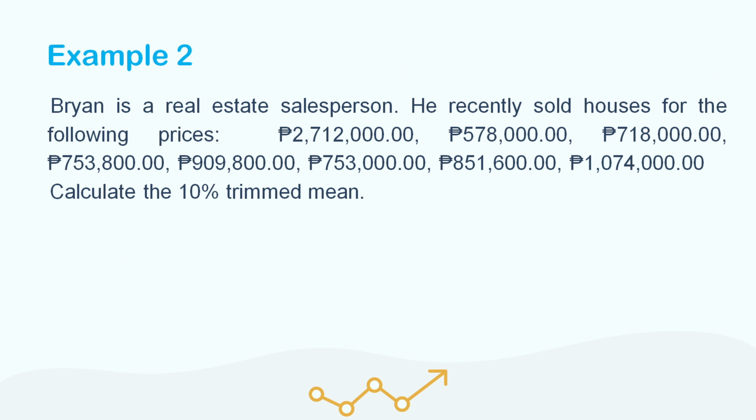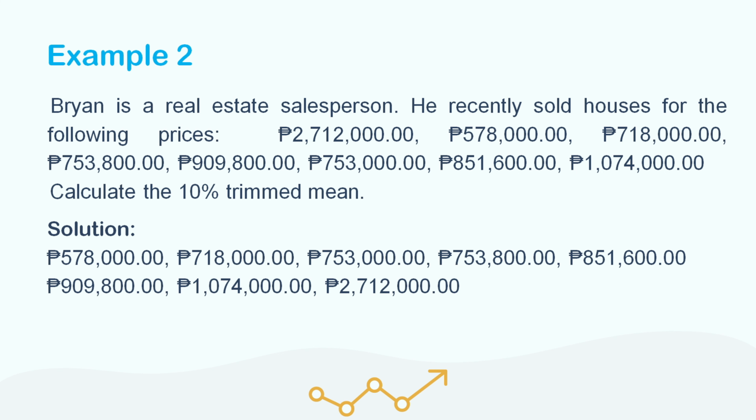Example number 2. Brian is a real estate salesperson. He recently sold houses for the following prices. We have 712,000 pesos, 578,000 pesos, 718,000 pesos, 753,800 pesos, 909,800 pesos, up to the last one, 1,074,000 pesos. Calculate the 10% trimmed mean. So we can arrange them.